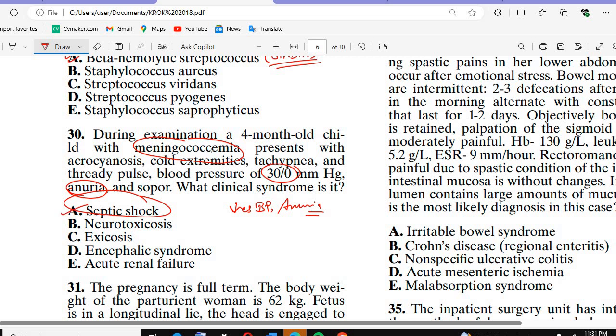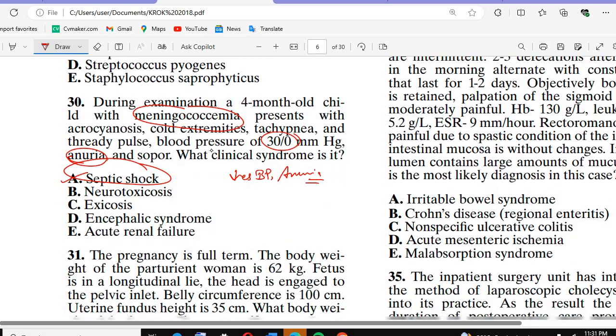Okay, the bacterial involvement will usually end up with septic shock, and in shock what you will see is a decrease in blood pressure, and of course an absence of urine, and the patient will go into a coma, or unconsciousness would be there.